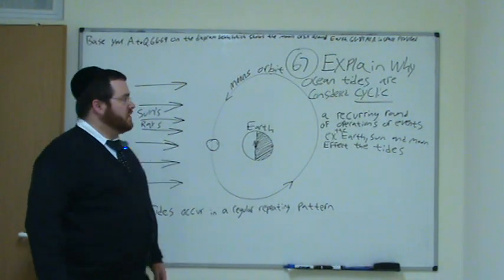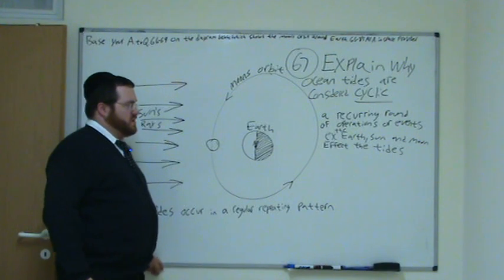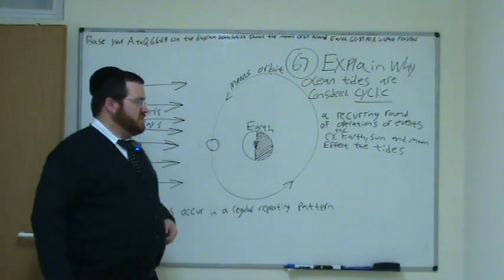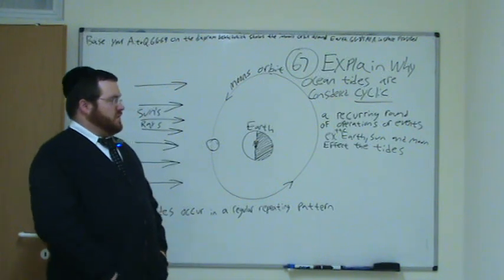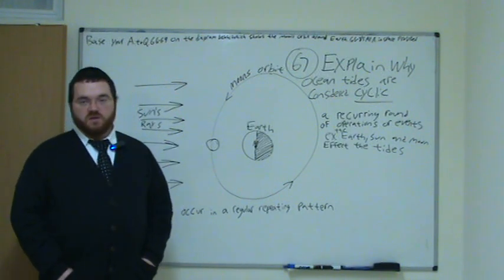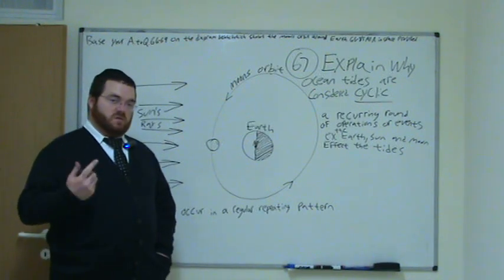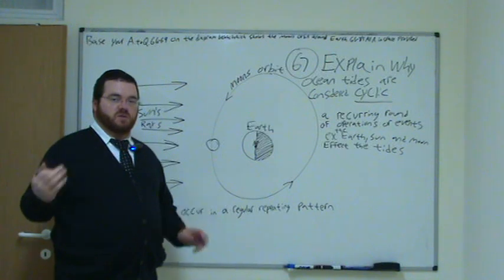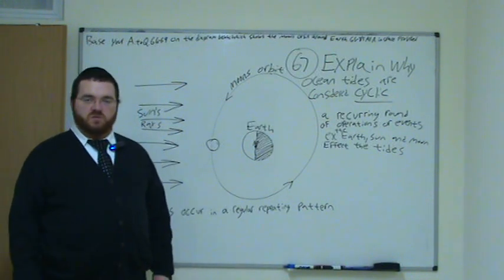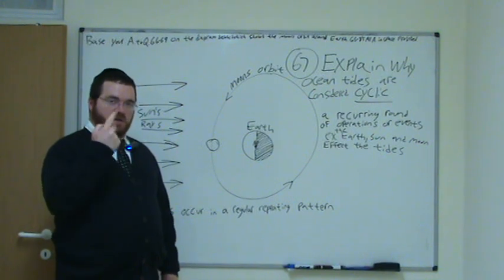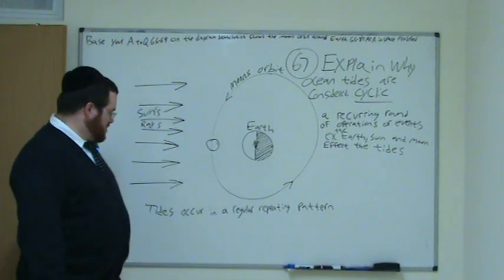Question 67. Explain why ocean tides are cyclic. Well, what is cyclic? Cyclic is a recurring round of operations or events. For example, the earth, the sun, and the moon all affect the tides. The tides get pulled in different directions because of the sun and the moon, depending on where they are. And the earth affects the tides because of its rotation.